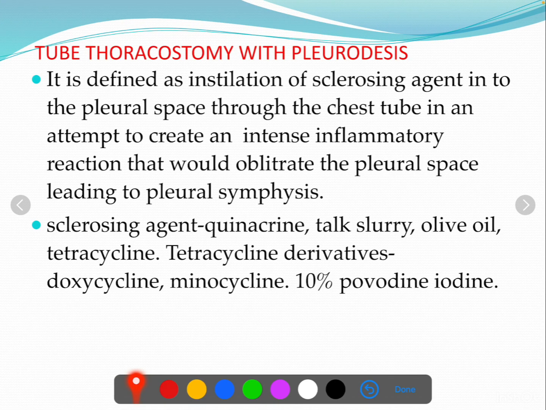Then they are talking about tube thoracostomy with pleurodesis. It is defined as instillation of a sclerosing agent into the pleural space through the chest tube in an attempt to create an intense inflammatory reaction that would obliterate the pleural space, leading to pleural symphysis. Sclerosing agents like quinacrine, talc slurry, olive oil, tetracycline derivatives like doxycycline and minocycline, and 10% povidone iodine can be used.